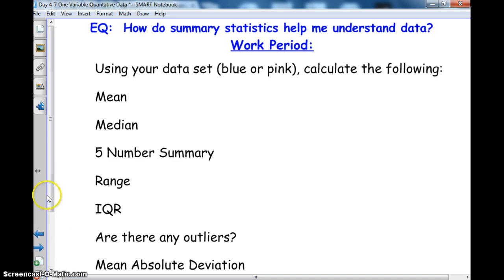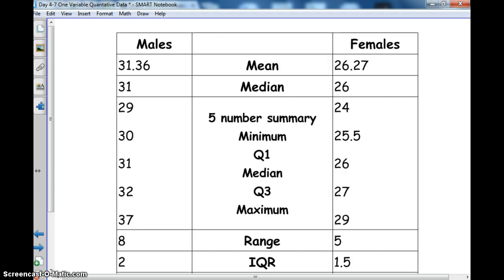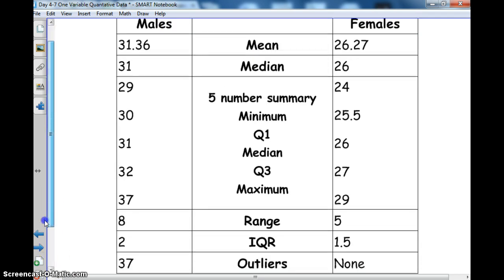All right, so that's been a lot of information. Now what we want you to do is go ahead and try calculating all of these things on your own. You have a blue or pink sheet for your work period. And here are the answers so that you can check.